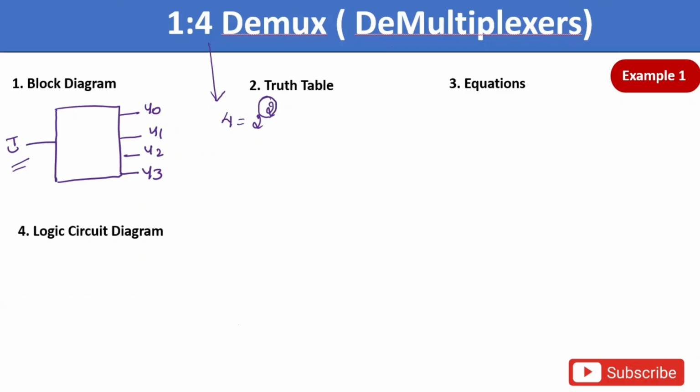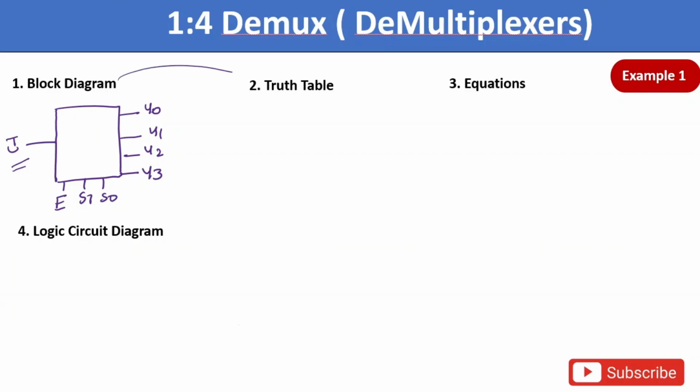If it was a 1:8 demultiplexer, how would we represent 8? 2 power 3. So we need 3 selection lines in a 1:8 demultiplexer, like that. Since it is a 1:4 demultiplexer, we only need 2 selection lines. Let me call them S0 and S1. With these selection lines, one more input will be added, called enable. So enable will also act as an input for the 1:4 demultiplexer.